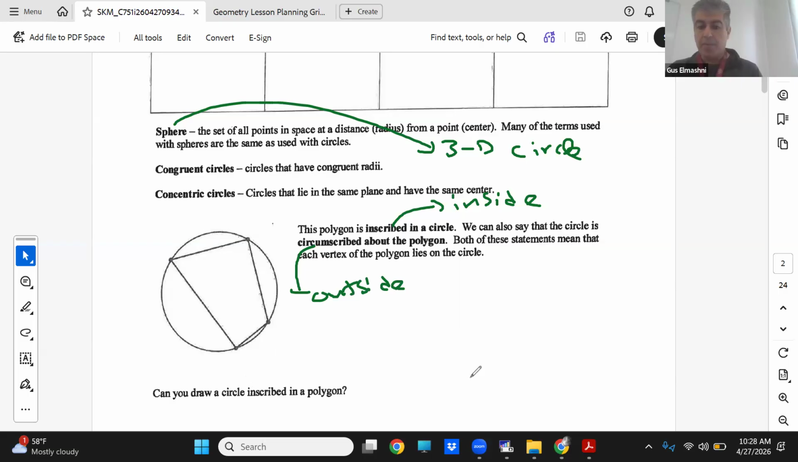Now, can you draw a circle inscribed in a polygon? Sure, you could do this. Okay, that's a crappy looking circle, but just go with it. So the answer is yes, you can. And by the way, these are tangent lines, just so you know.